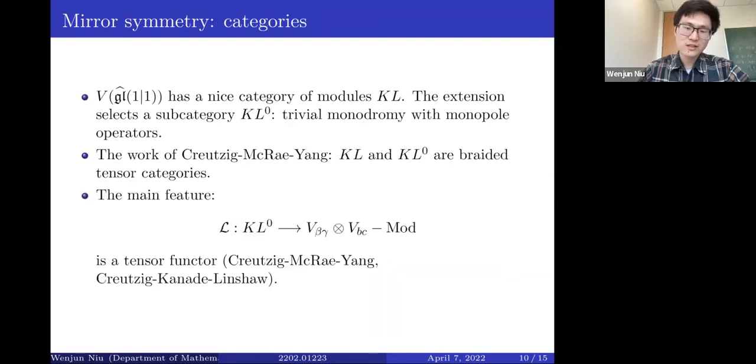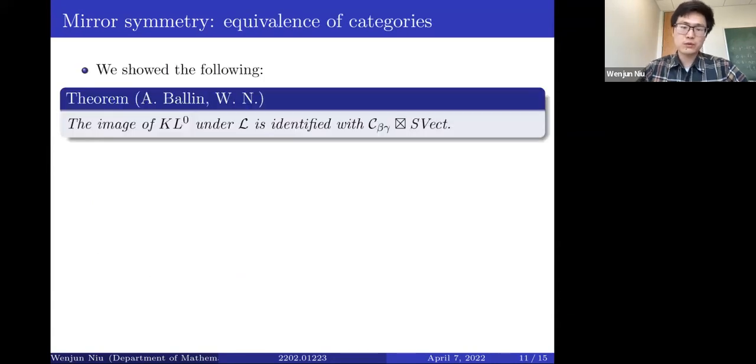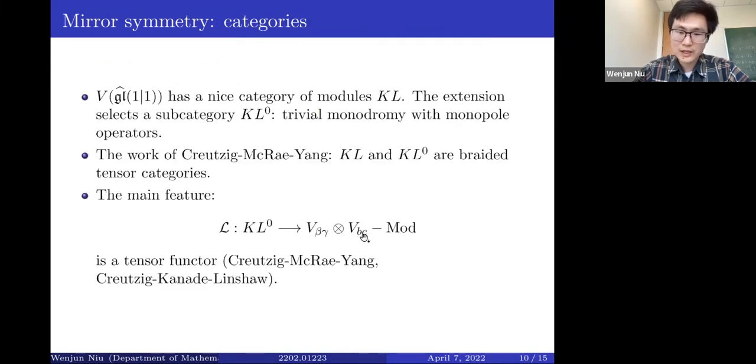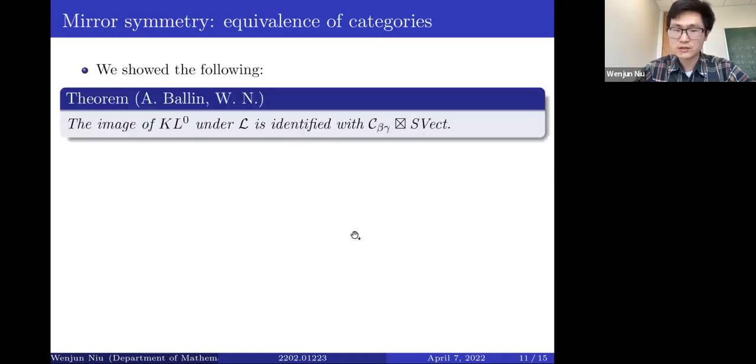Great. Yes. So what we were able to show is that once you take this extension functor, you look at what is the image of KL under this extension functor, and you can show that they actually map this subcategory into the curly C beta gamma that we defined. So this aspect is just saying that the module category for this beta gamma ghost is very simple. It's just super vector spaces.